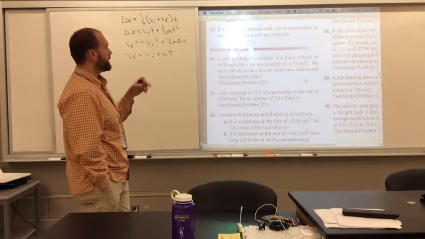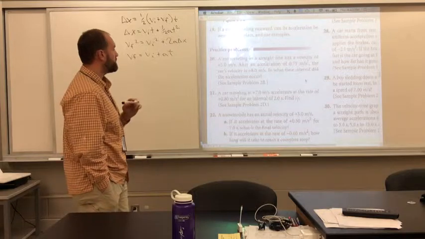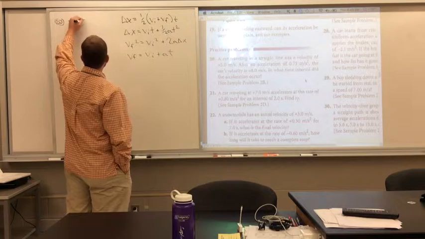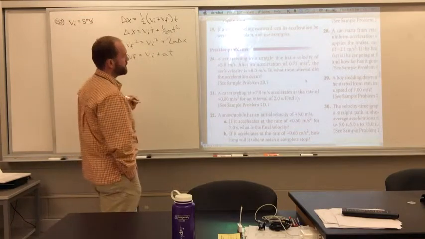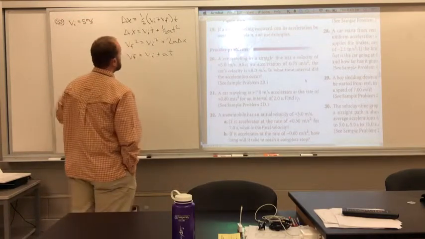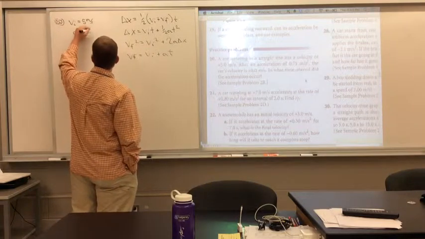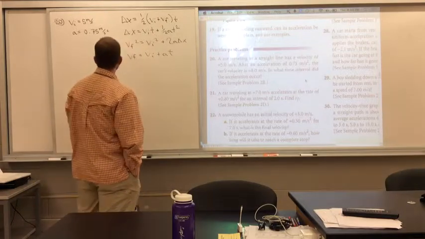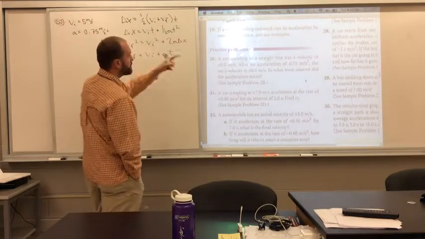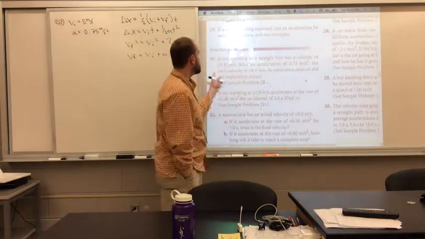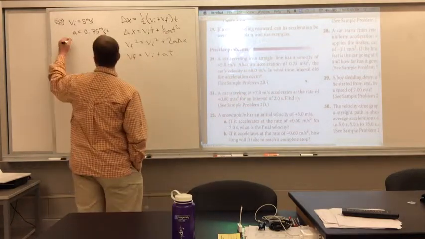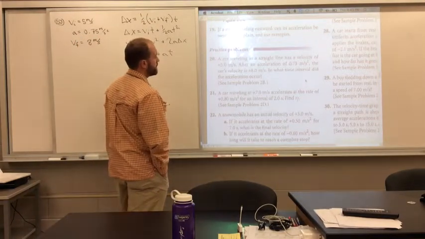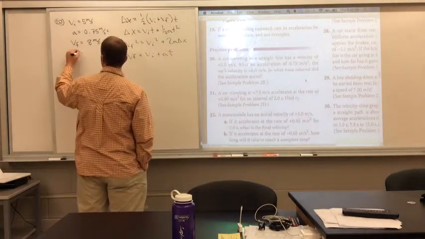A car is traveling in a straight line. It has a velocity of 5 meters per second. I'm doing number 20. First thing I do is I write down the givens. Its initial velocity is 5 meters per second. It has an acceleration of 0.75 meters per second squared. After the acceleration, the car's velocity is 8 meters per second. So its final velocity is 8 meters per second. In which time interval did the acceleration occur?